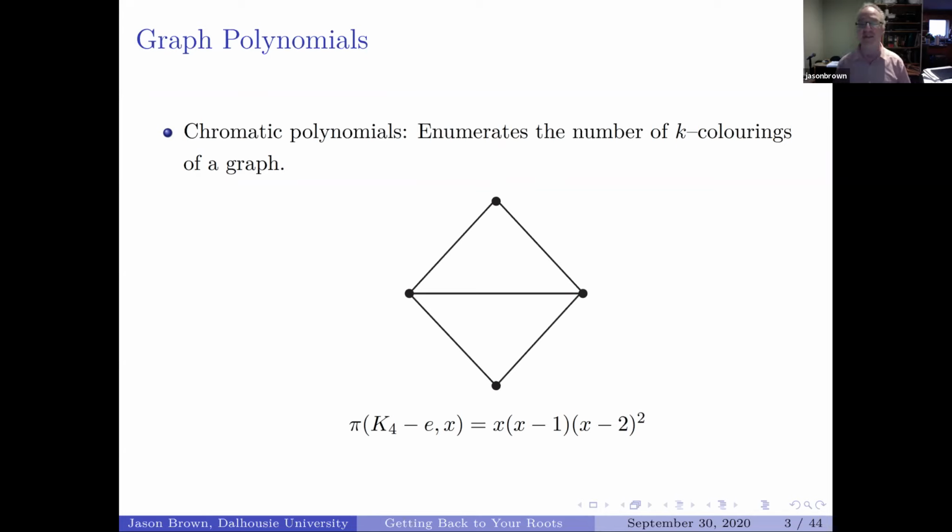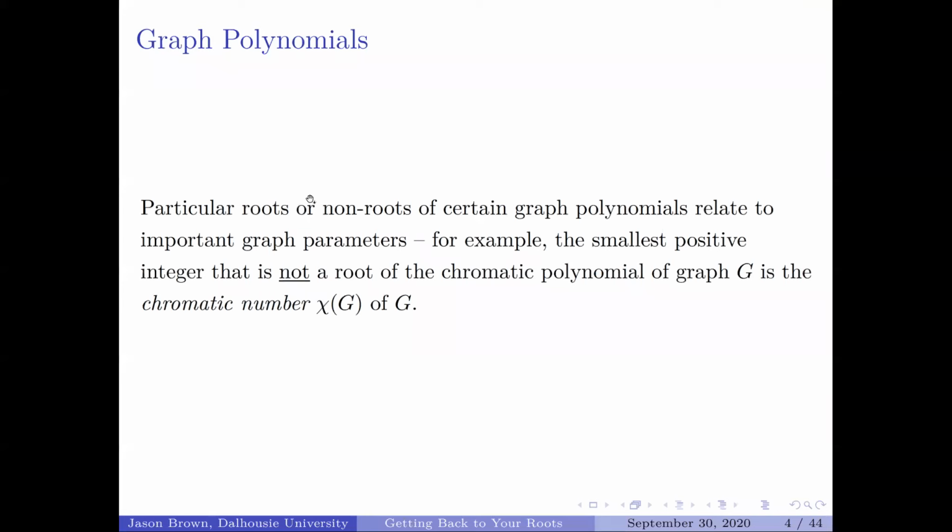When x happens to be a positive integer, then this counts the number of ways to color the graph with x colors. But because it turns out to be a polynomial in x, we extend this more generally to x being a real variable or, in fact, a complex variable. And we will come back to this. Particular roots or non-roots of certain graph polynomials relate to important graph parameters. For example, the smallest positive integer that is not a root of the chromatic polynomial of a graph G is what's called the chromatic number of G, chi of G.